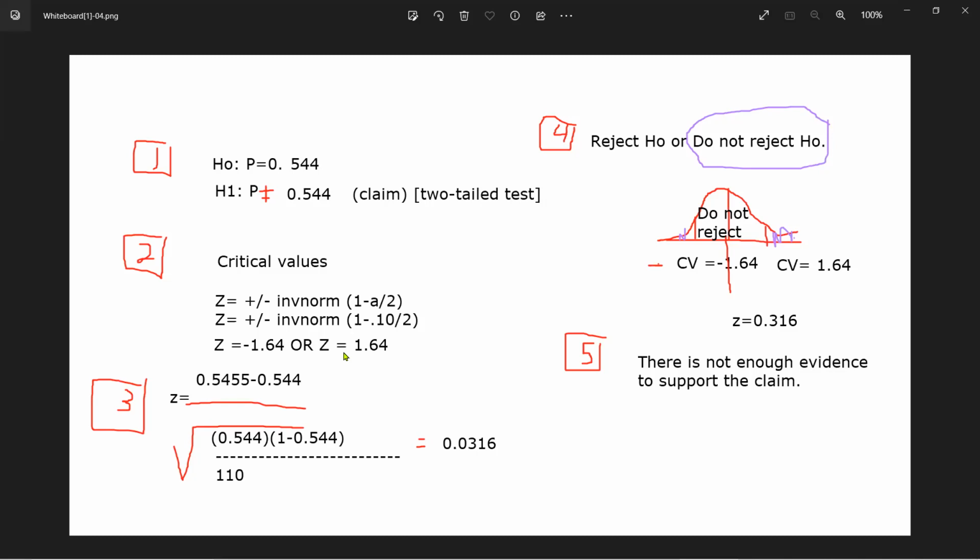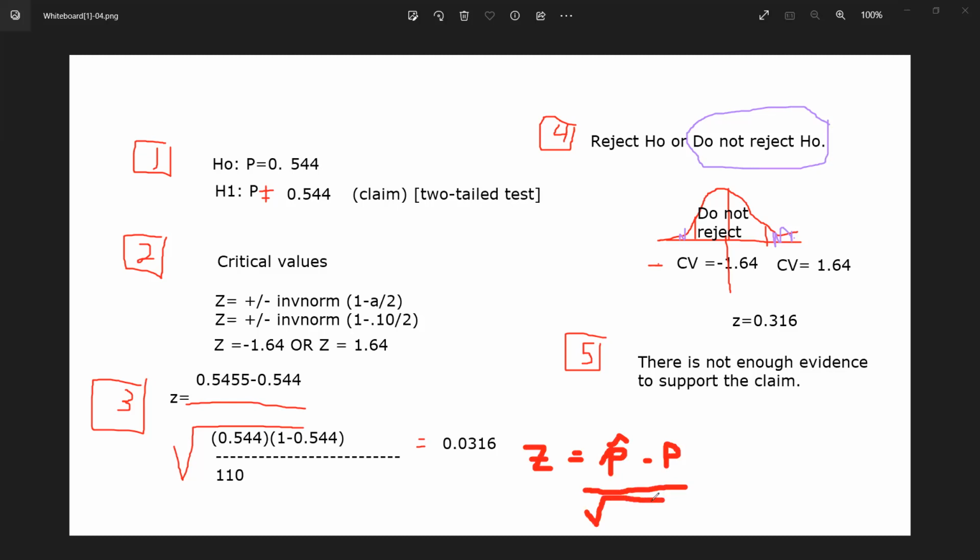And then your formula for the proportion, which I'll remind you of. I'll write it at the top here because it's the first time we've used it in a minute. Z is equal to P hat minus P over the square root. Should look familiar to you. This is PQ over N, PQ divided by N, which, for the sake of space, I'm just going to write this way.